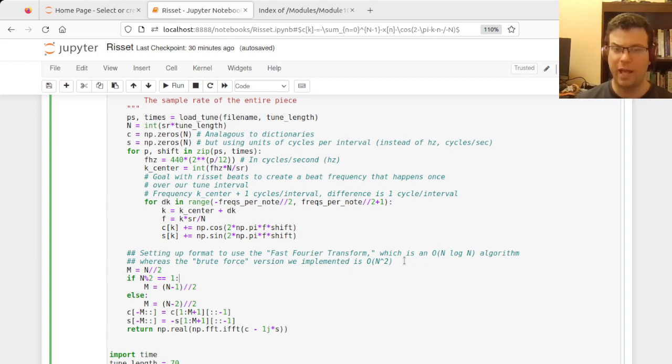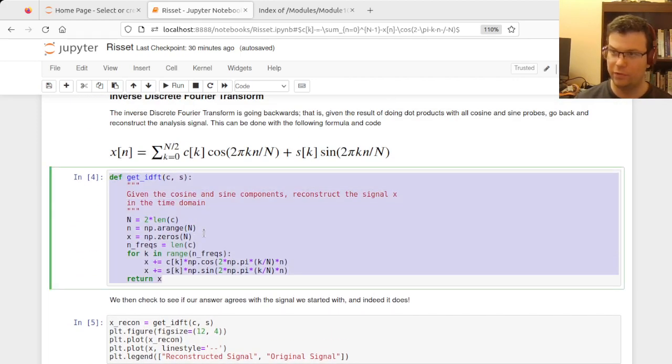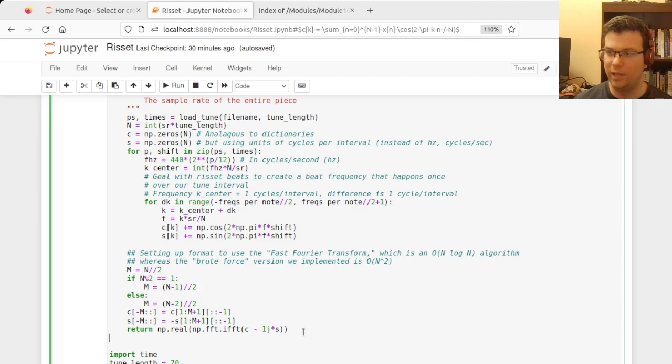For those who've had data structures, it's analogous to this: the version that we did here for the inverse discrete Fourier transform, which is quite similar to the one that you did in part 2 of the homework, would be like insertion sort or bubble sort, big O of n squared. Whereas this would be like merge sort, big O of n log n.